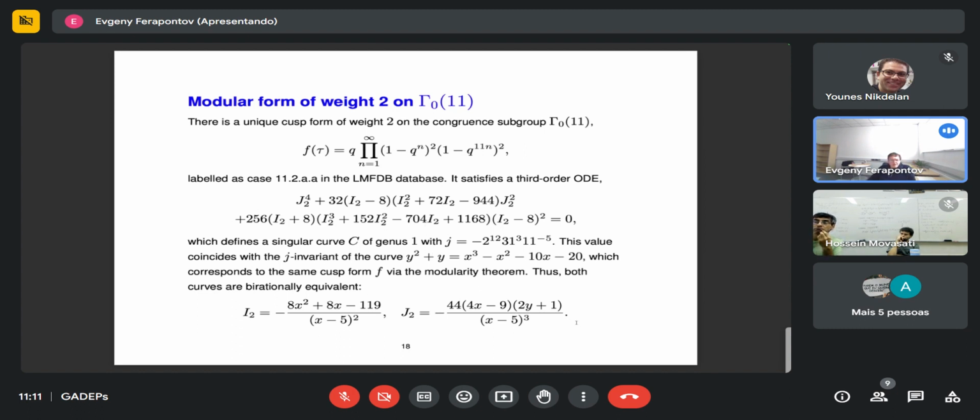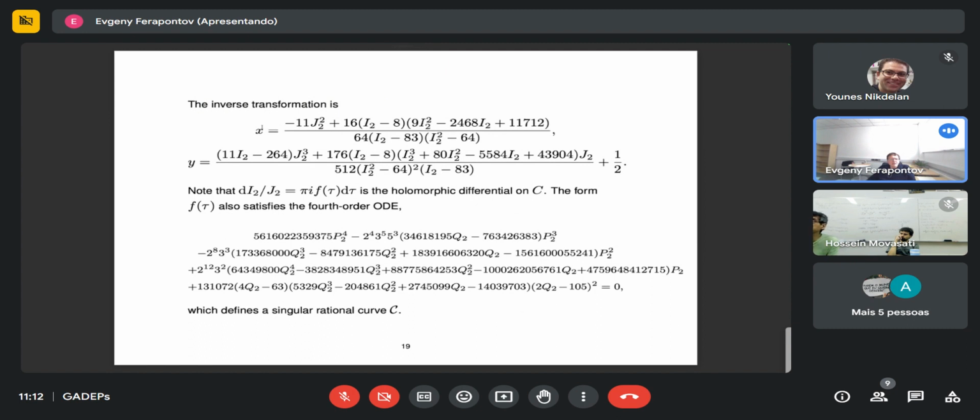So here are expressions of I2 and J2 in terms of X and Y. This curve is in terms of I2, J2 variables, and this is in terms of X and Y variables. So there is a rational map from this curve to this curve, which is given by this formula. Remarkably, this map can be inverted, so it can express X and Y in terms of I2, J2. It's a little bit more complicated. It's here. X is this, Y is this. So this shows that these curves are birationally equivalent.